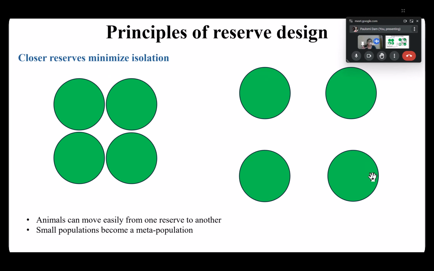Next, closer reserves minimize isolation. This is very intuitive. I don't think this is any problem, because if you cannot make a big reserve, if there are small reserves, you need to ensure that they are close enough to each other so that animals start moving from one region to another. The populations do not become small populations. They are all a metapopulation. Basically, all these populations are freely interbreeding and intermingling with each other, and that only will foster genetic diversity, and it will not lead to any inbreeding or inbreeding depression and isolated populations that can lead to extinction.